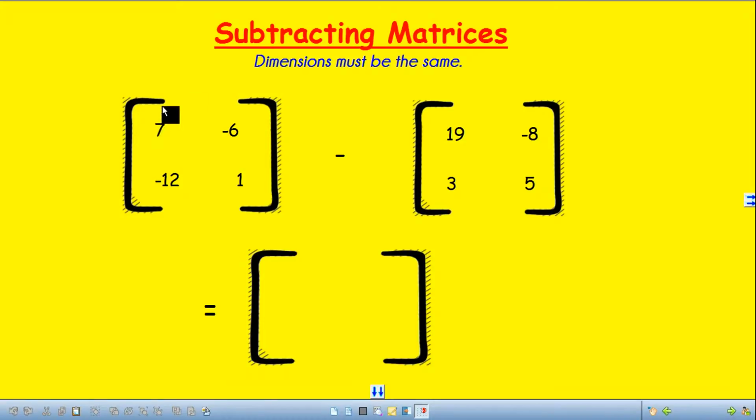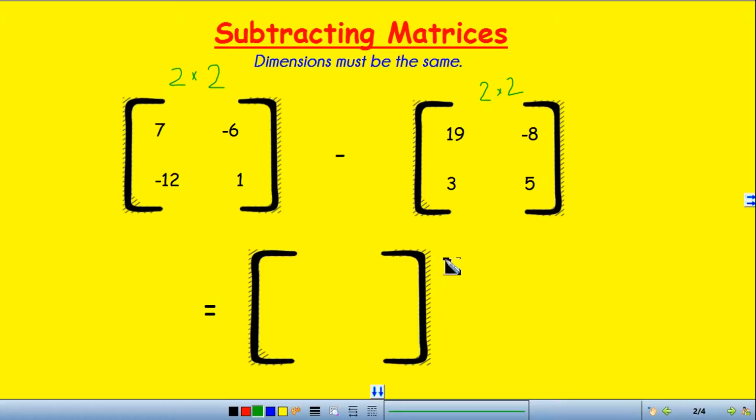If this matrix here is 2 rows by 2 columns, then if we were to write it, it would be 2 by 2. Let's look at the second set. We have 2 rows as well as 2 columns here, so our dimensions are 2 by 2. And since this is 2 by 2 and this is 2 by 2, then we can subtract these matrices.